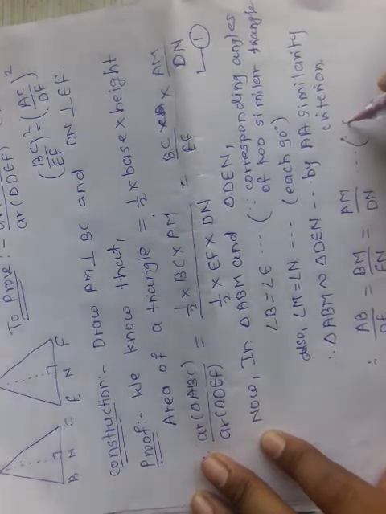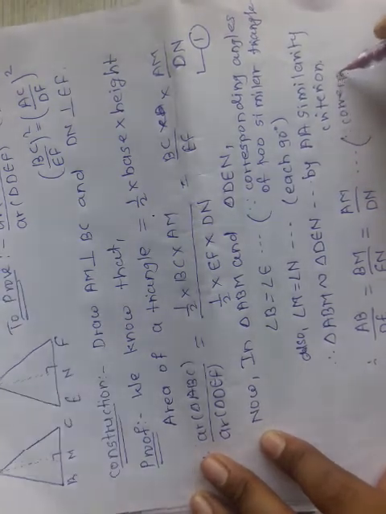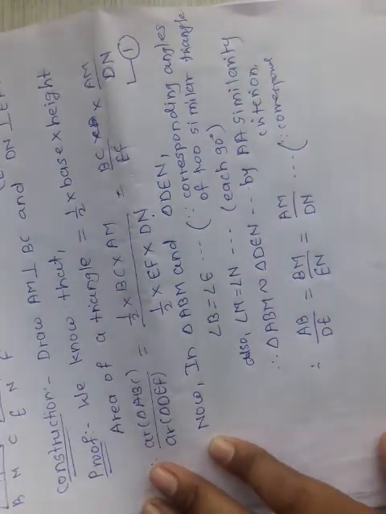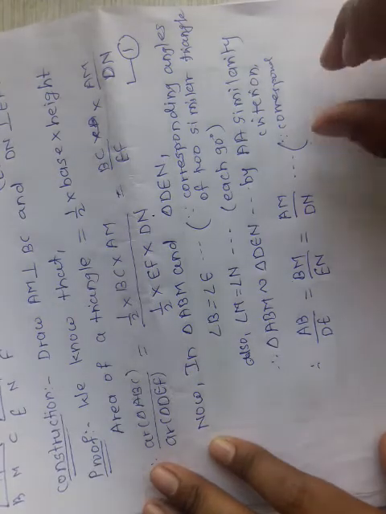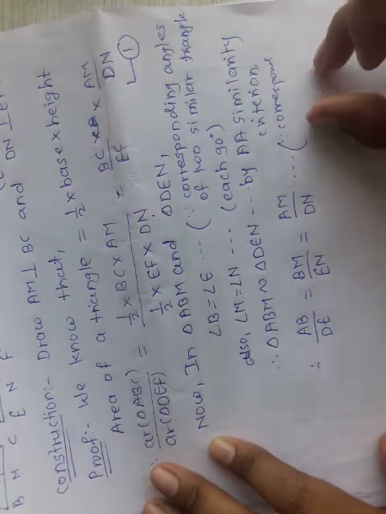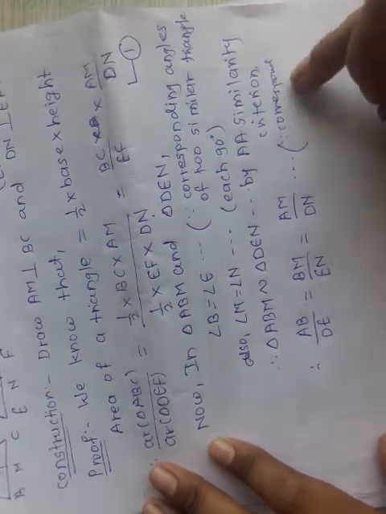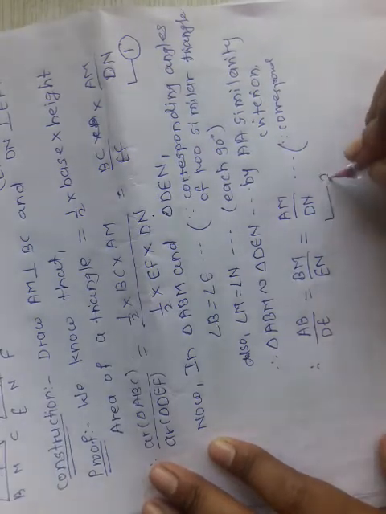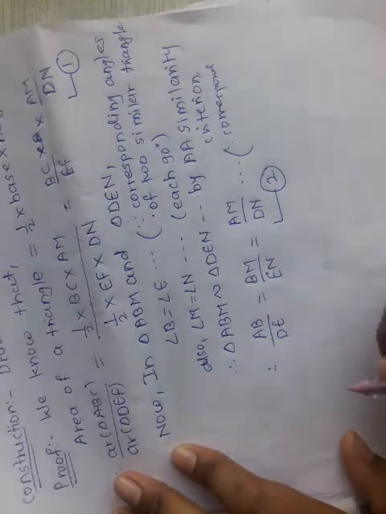So write down the reason. Since corresponding sides of two similar triangles are proportional, you must write down the reason here. I am not writing it here because it will be given to you in the notes already, but you must write: corresponding sides of two similar triangles are proportional. And that's why we take the ratio. This is our equation number 2.